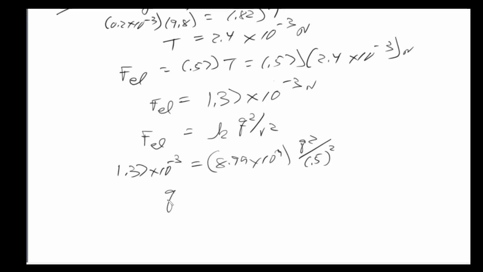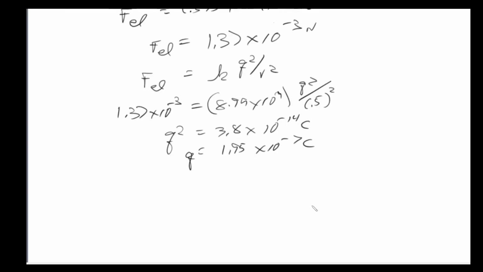If we then solve for Q squared, we get Q squared is equal to 3.8 times 10 to the minus 14th coulombs squared, or Q is equal to 1.95 times 10 to the minus 7 coulombs. Or we could say that Q is equal to 0.2 times 10 to the minus 6 coulombs, or 0.2 microcoulombs. And that is our answer.